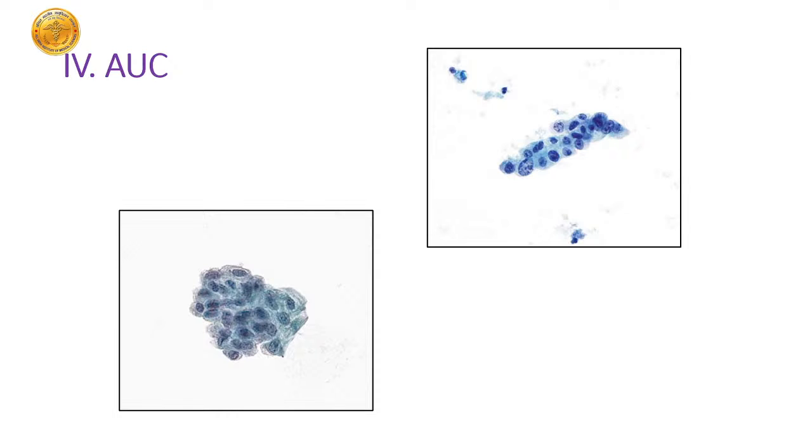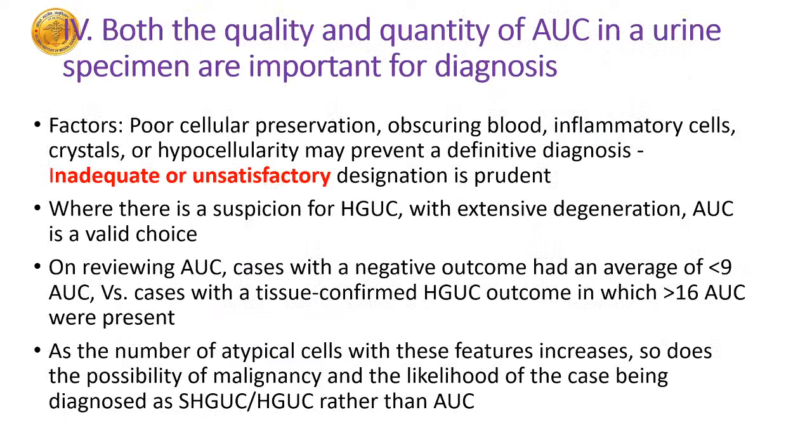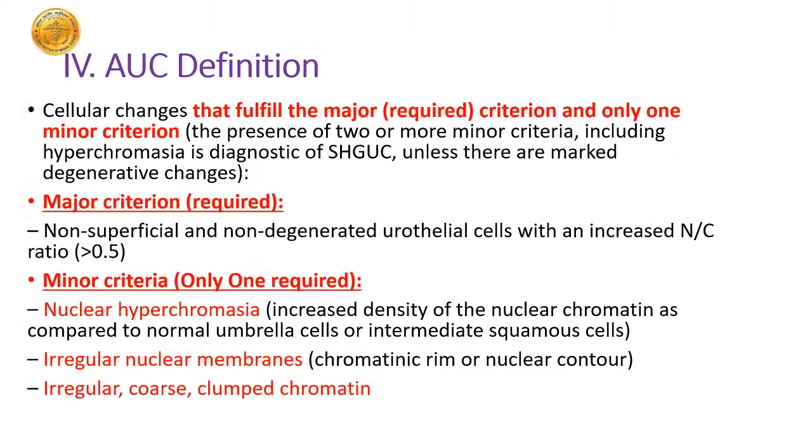Okay. Thank you, sir. So, as I told you, when we talk about atypical urothelial cells, we have to remember that both the quality and the quantity are important for diagnosis.